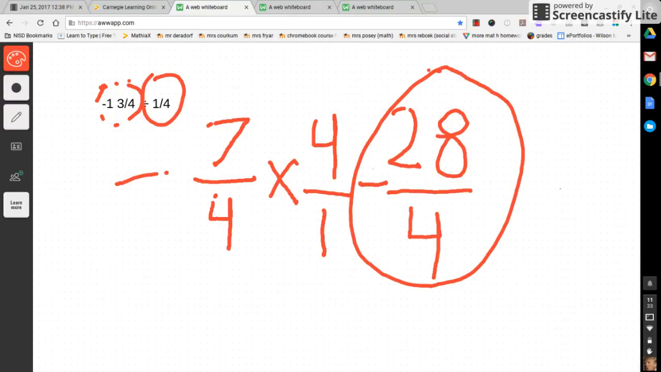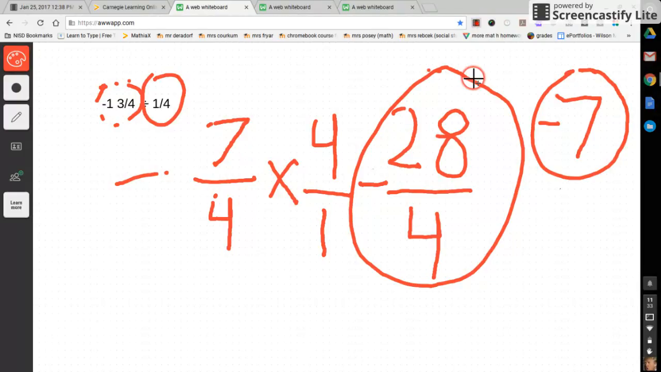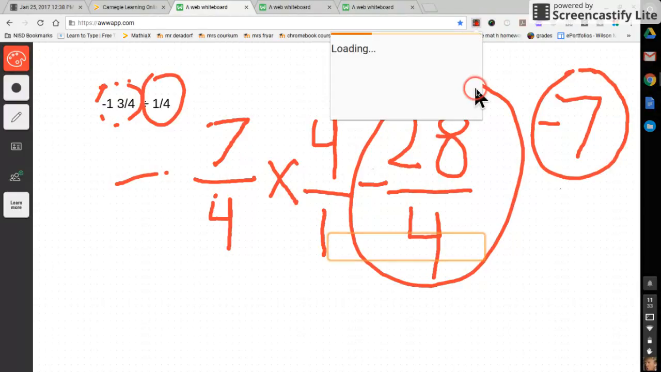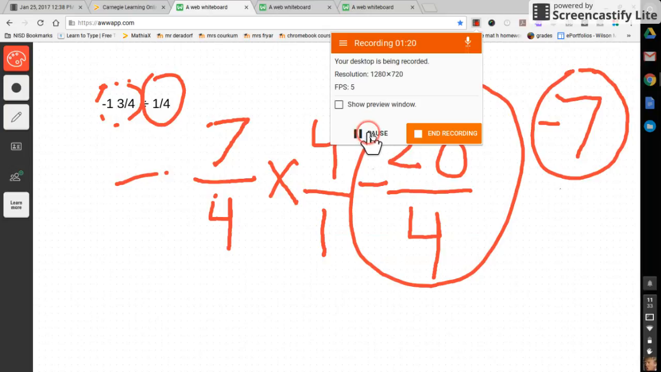But we can simplify that. So 4 goes in 28 7 times, and it's a negative number. So our first answer will be negative 7. So now we'll do the next problem.